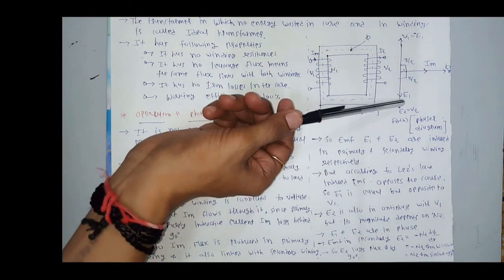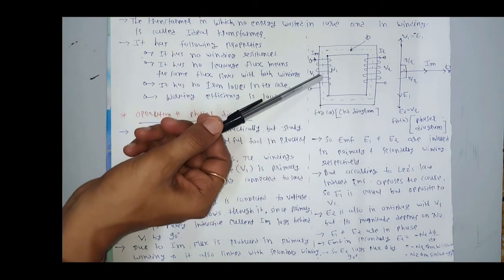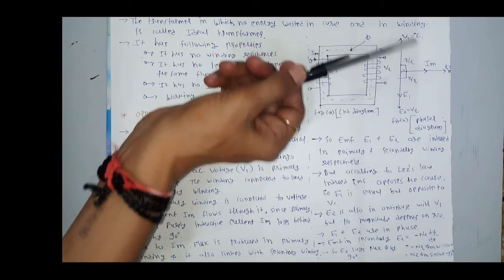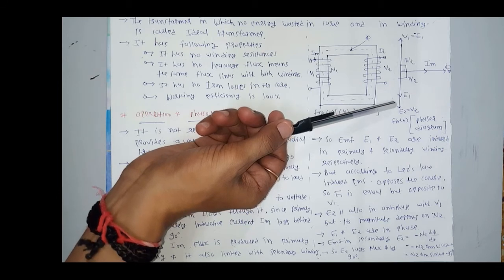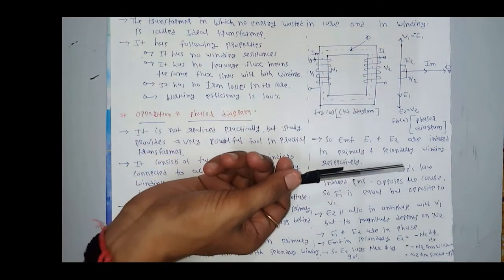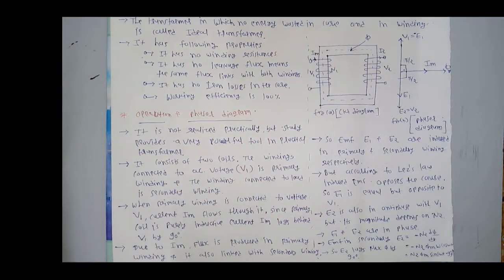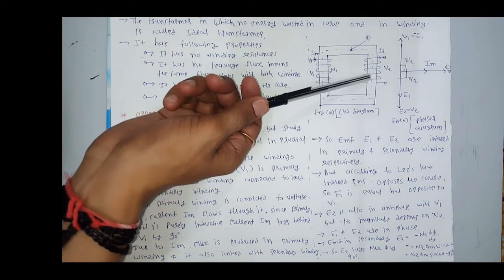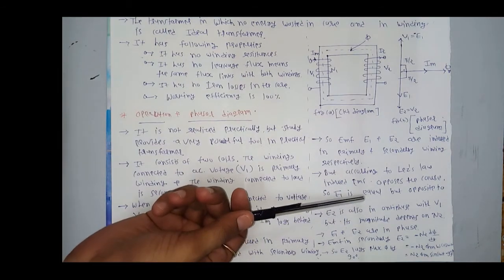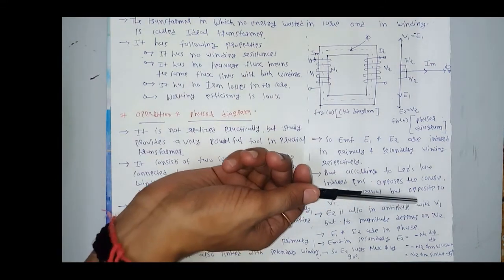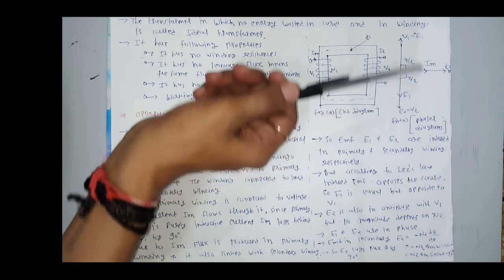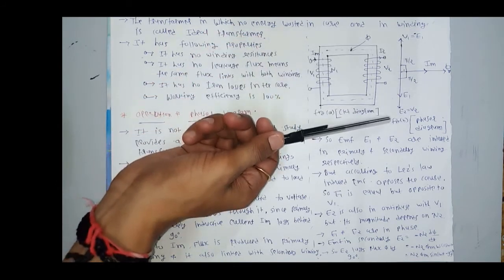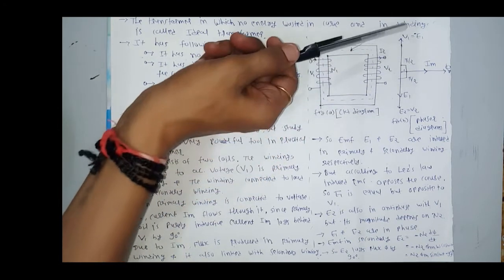The EMF E1 produced in the primary winding is equal to V1 but exactly in the opposite direction as per Lenz's law. Now, in the secondary winding, E2 is produced. E2 is also in antiphase with V1, because E2 is also produced due to V1. So it is also in the opposite direction to V1.